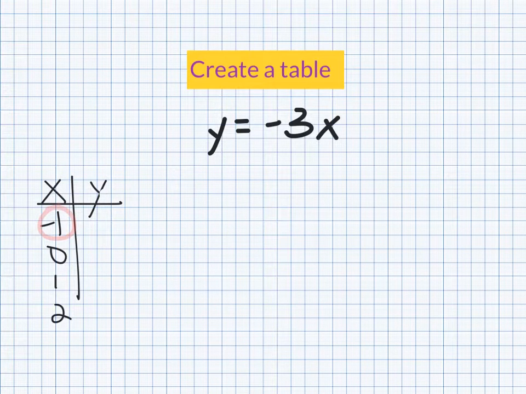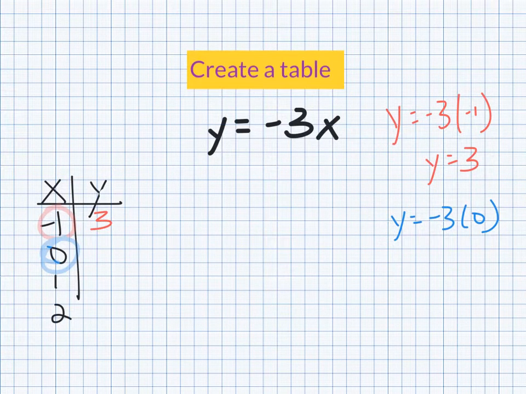So, y equals -3 times x. But instead of x, I've got -1. What's -3 times -1? Negative times a negative is a positive. So that's going to be +3. Now, let's do 0. So I've got y equals -3, but instead of x, I've got 0. What's -3 times 0? 0.